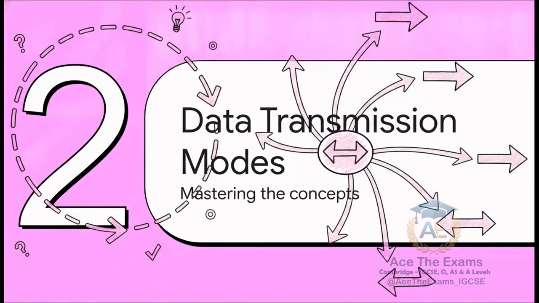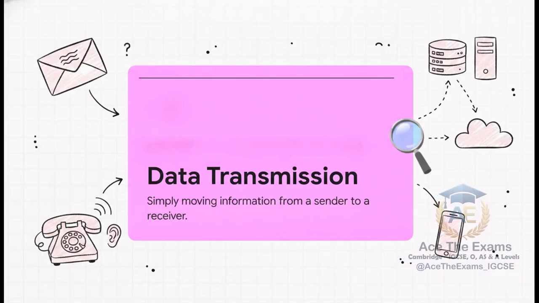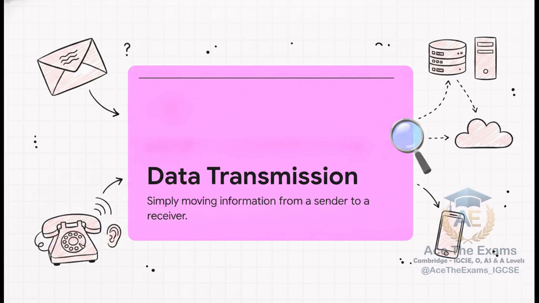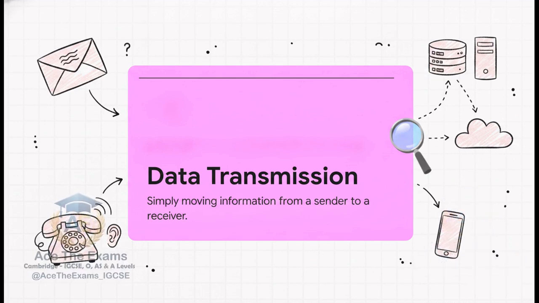Moving right along to Section 2, Mastering Data Transmission Modes. We're always going to start with what I call Layer 1, everyday language. Before we get into the heavy technical jargon, we really need to establish the core purpose. Data transmission is simply moving information from a sender to a receiver. It's literally the digital equivalent of mailing a letter or making a phone call.